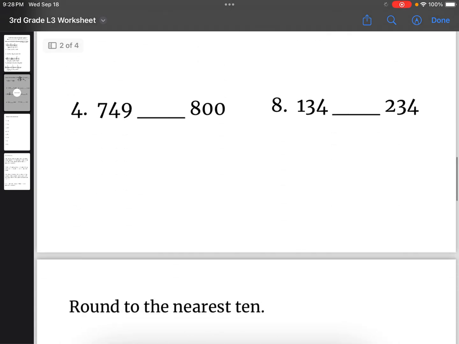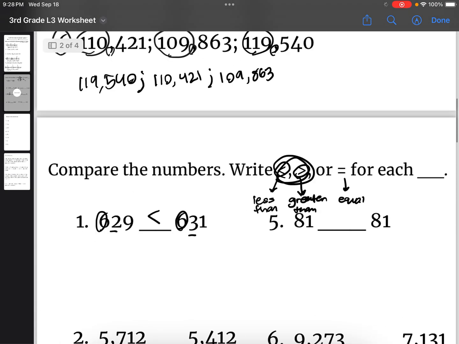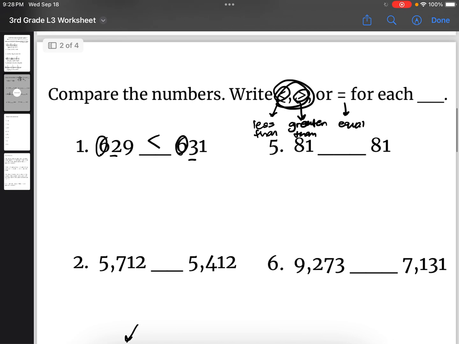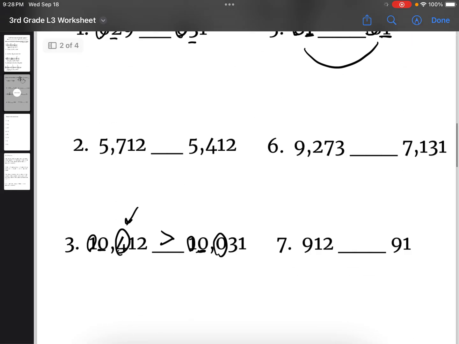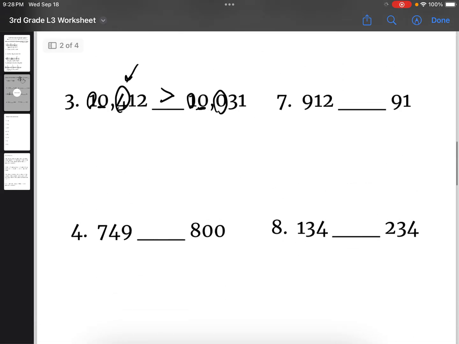And let's take a look at one more. Take a look at number 5. So 8, 1, 1. They're the same number. Means they're equal. Equals are the easiest to know. If you know that they're just the exact same thing, then you'll know which one's equal and which one's not. Let's do one last one actually. Let's take a look at number 7 here.